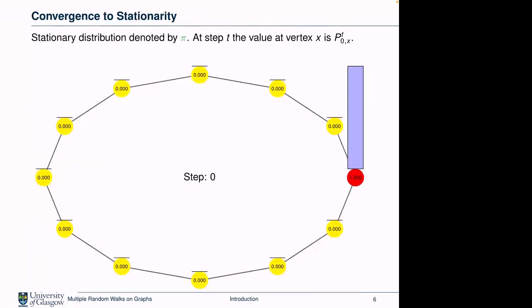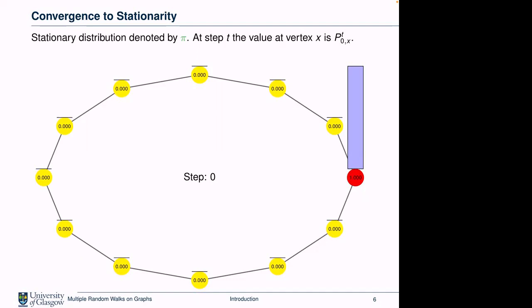Okay, so one random walk quantity you can consider is how fast a single walk converges to its stationary distribution. Every random walk on a connected graph has a unique stationary distribution, and we assumed our walk is lazy, so stays put with probability half. So you know that it will converge to the stationary distribution.